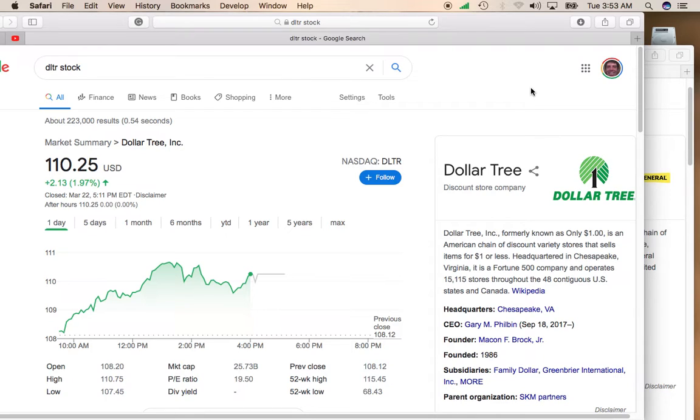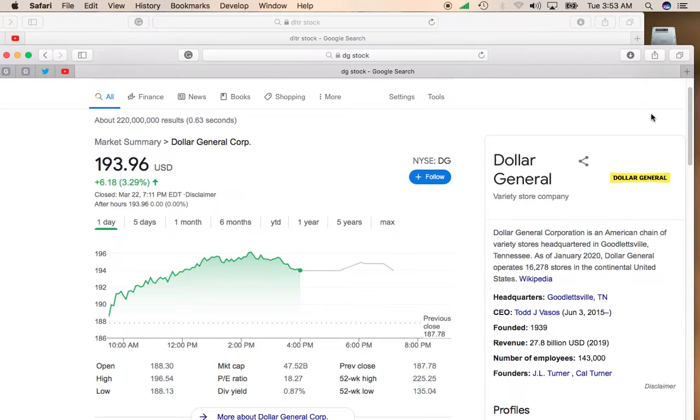Both of these stores have experienced some incredible growth, but they also have very different business models. So I thought it'd be a good way to compare both of these stores to see which one would be better. The first stock I'm going to look at is Dollar Tree, which trades on the Nasdaq under the symbol DLTR, and the second is Dollar General, which trades on the NYSE under the symbol DG.